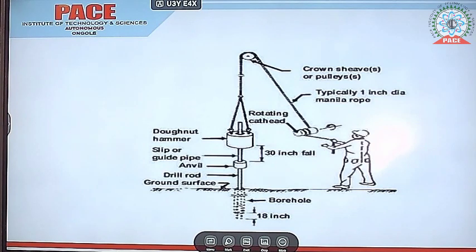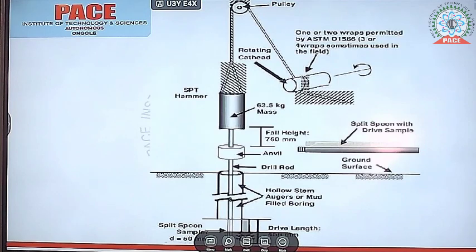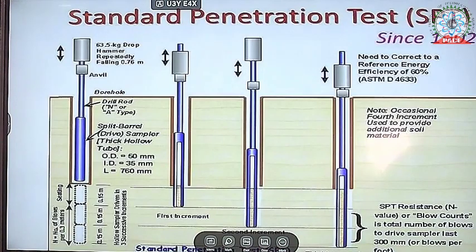Here is one more figure showing how the dropping hammer works, and the height of fall is 760 mm. It falls on the anvil, and this anvil is connected to the drill rod, which goes into the soil, so that the penetration required to drive into the soil is measured. So this is the standard penetration test.